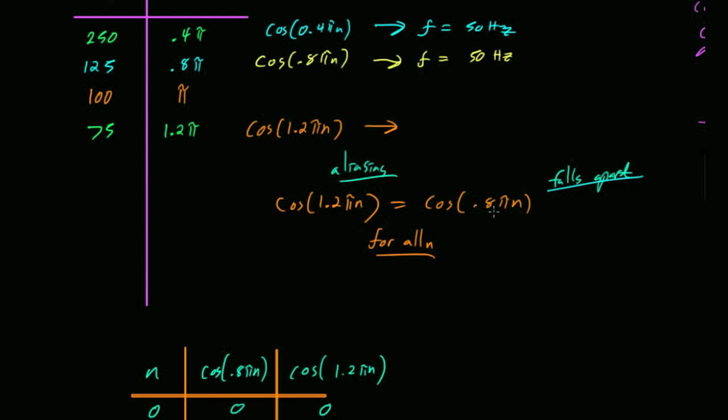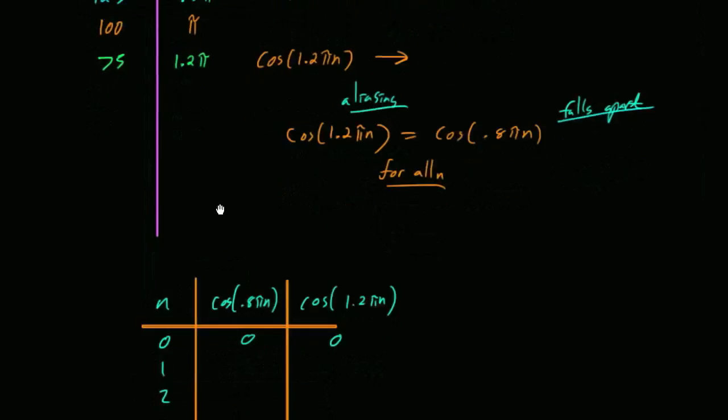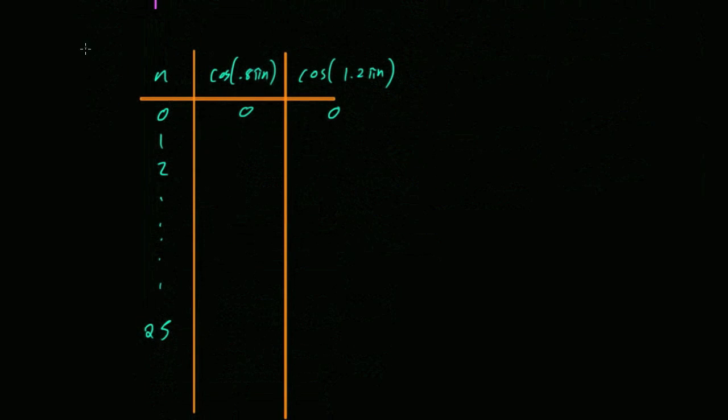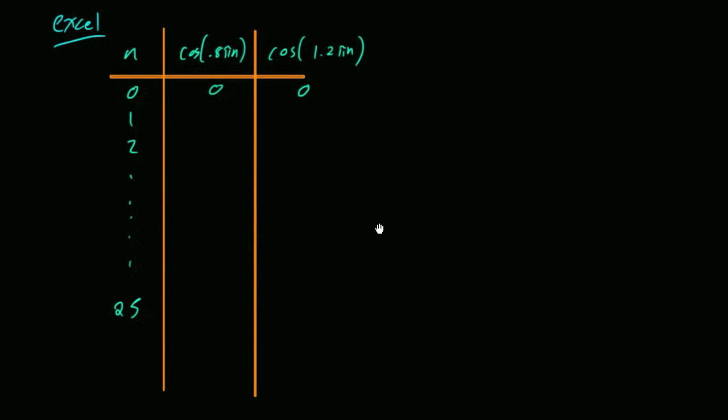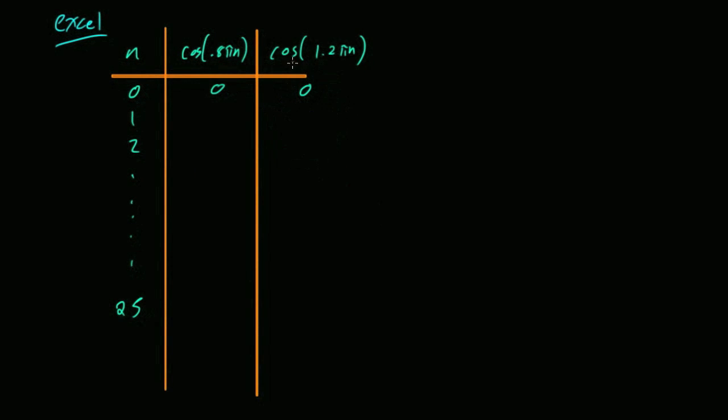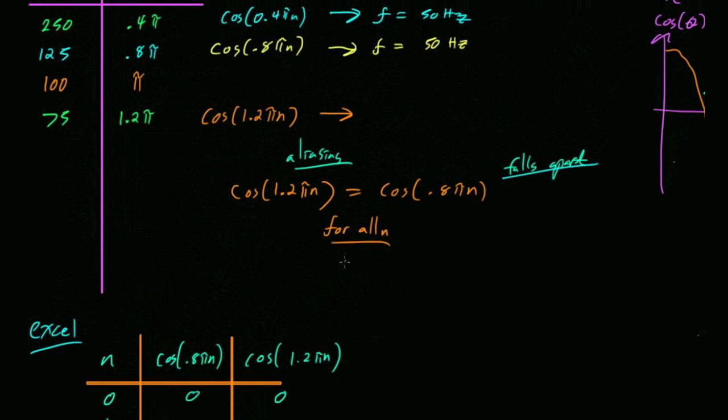Okay, so if you'll believe me that cosine of 1.2 pi n is the same as cosine of 0.8 pi n for all n, and it is true, and again, for homework, you're going to make a little Excel spreadsheet and prove it to yourself, then you have this situation. If I have cosine 1.2 pi n, it's exactly, number for number, the same as this cosine. Now, let's see what's the problem with that.